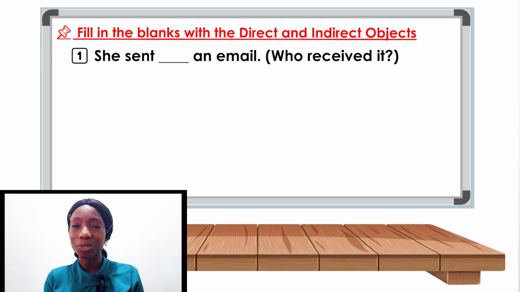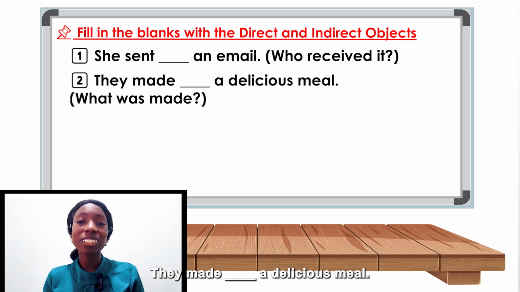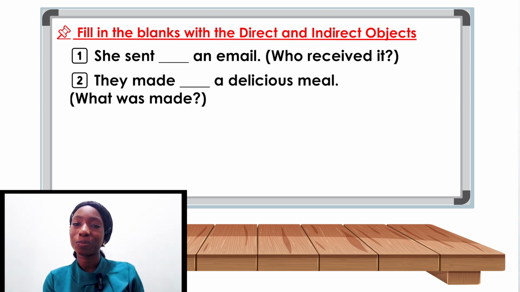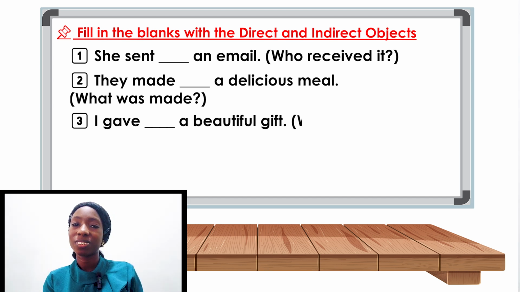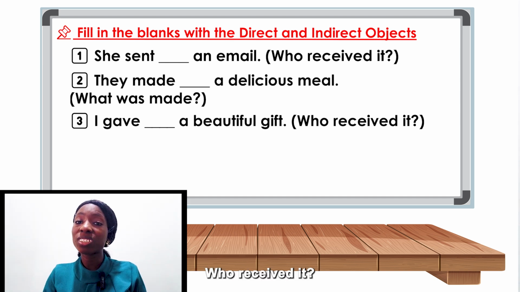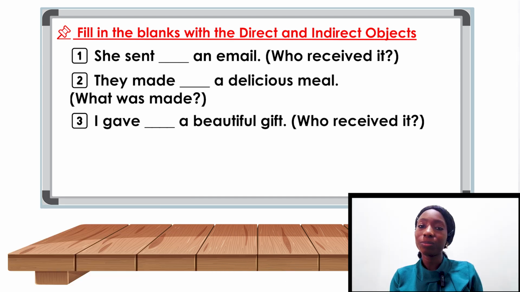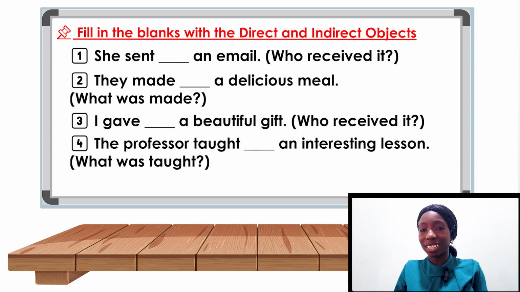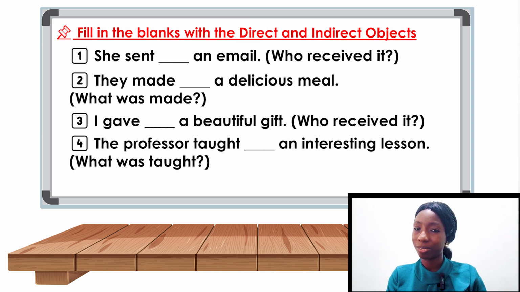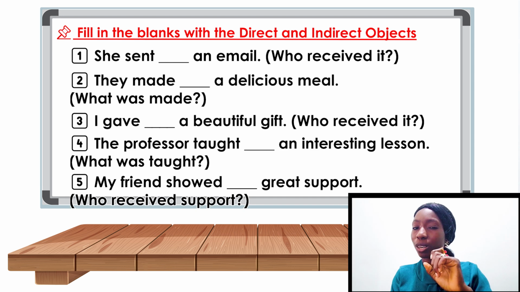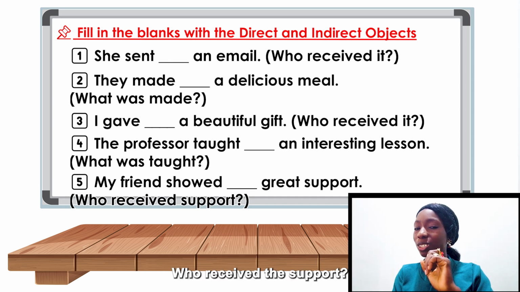Spot your answer. They made Dash a delicious meal. What was made? I gave Dash a beautiful gift. Who received it? The professor taught Dash an interesting lesson. What was taught? My friend showed Dash great support. Who received the support?